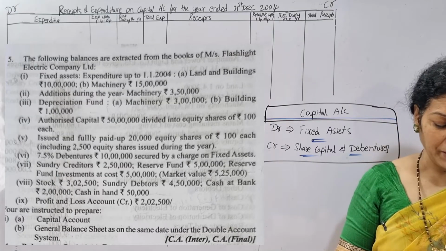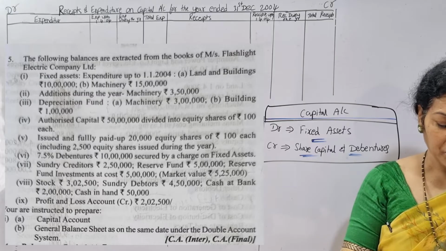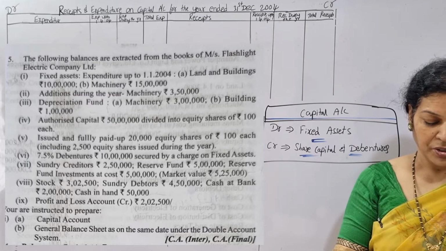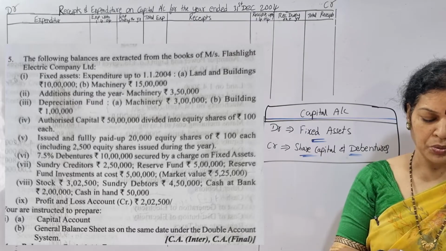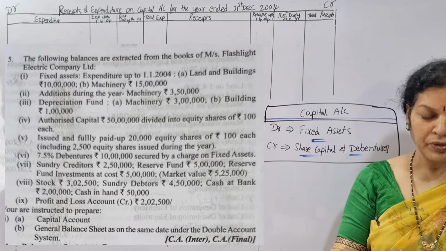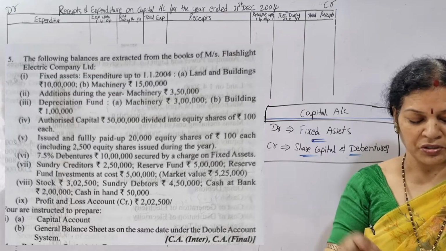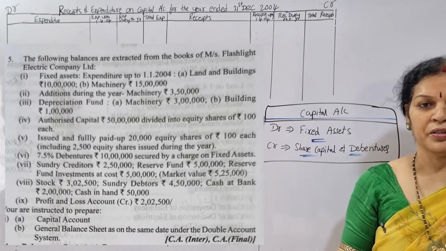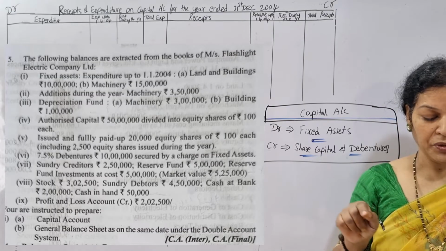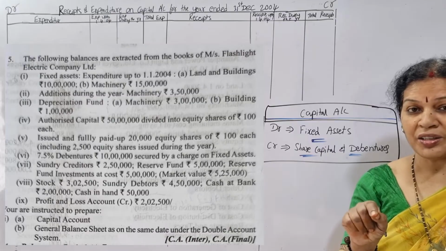Next, authorized capital. Authorized capital is 50 lakh divided into equity shares of 100 each. 100 each means it comes to 50,000 shares. 50 lakh divided by 100, you are getting 50,000. 50,000 shares are there. This is authorized.